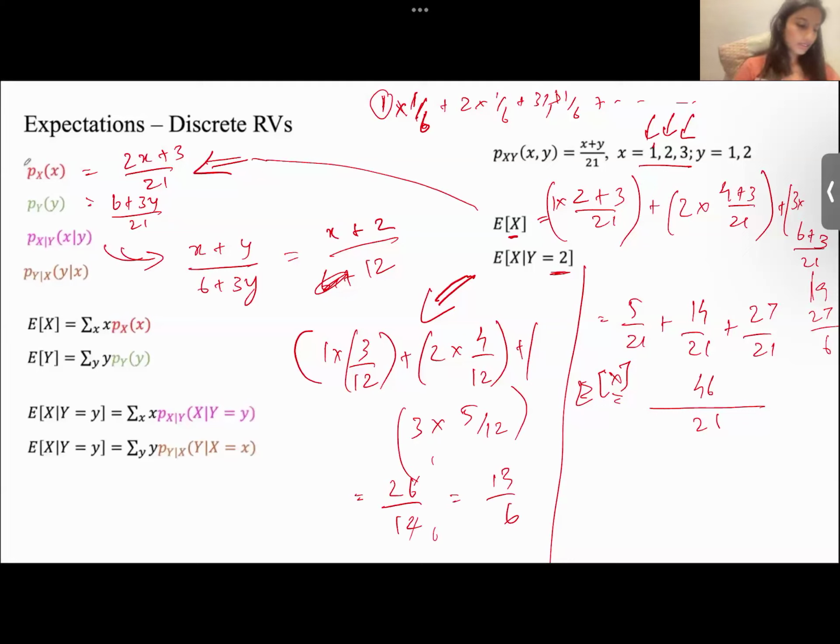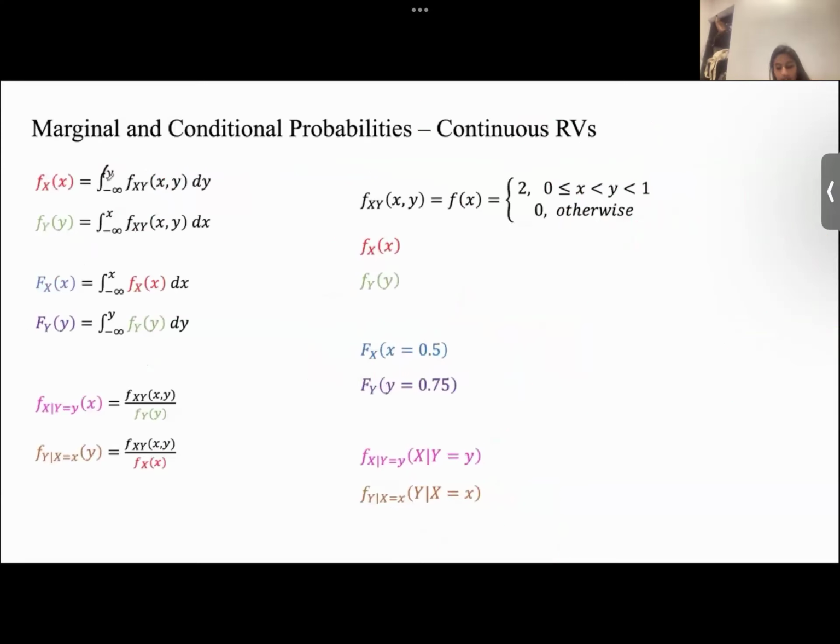So yeah, this gives you an idea of how you calculate the expectation of x and the expectation of x given y. You just substitute each of these values: for E of x, you substitute the marginal probability, and for E of x given y, you substitute the conditional probability. Yeah, this is a simple example here.